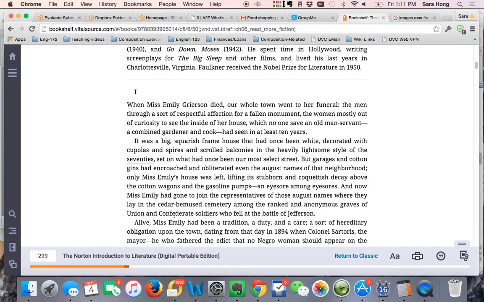And so this characterization of Miss Emily, the way that she's associated with her house, which is in decline, really helps us get at the theme of decay and rotting that seems to undergird this story. And we'll talk more about character as we progress with our semester.